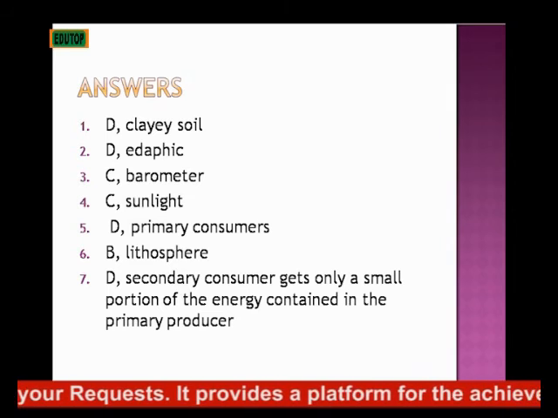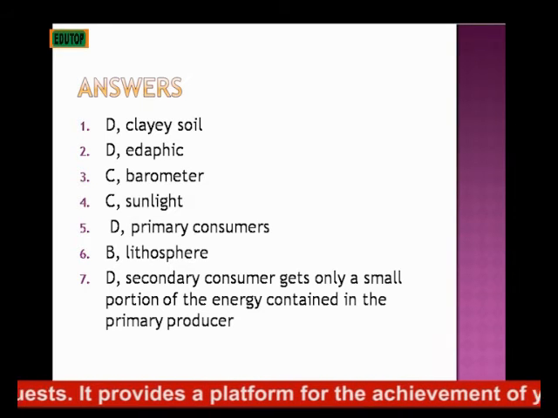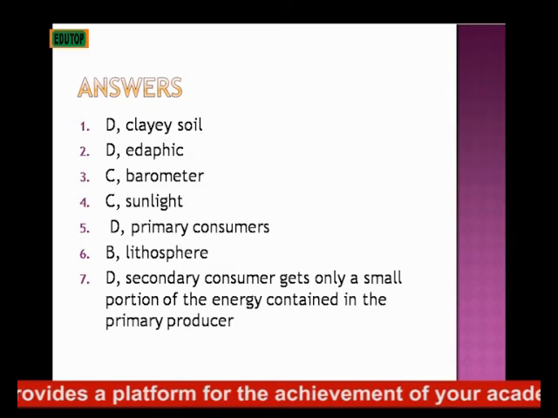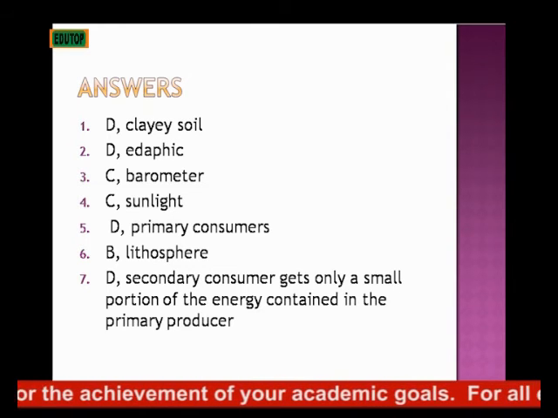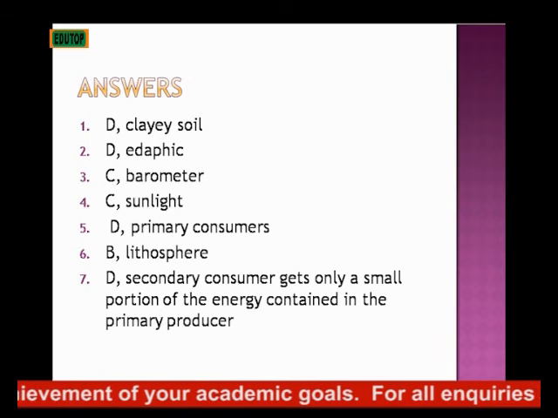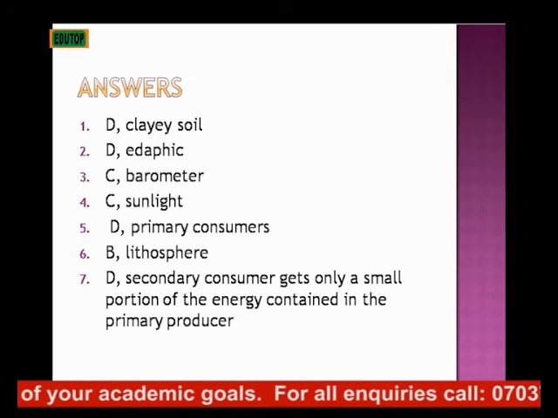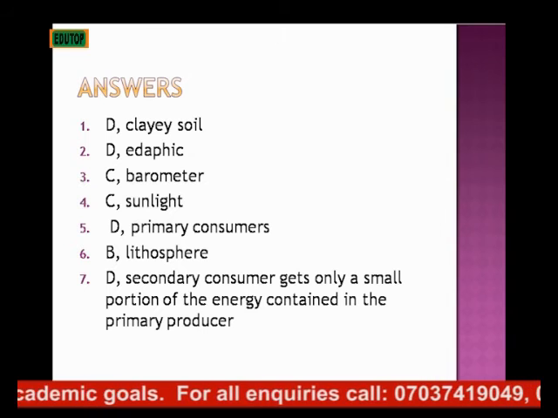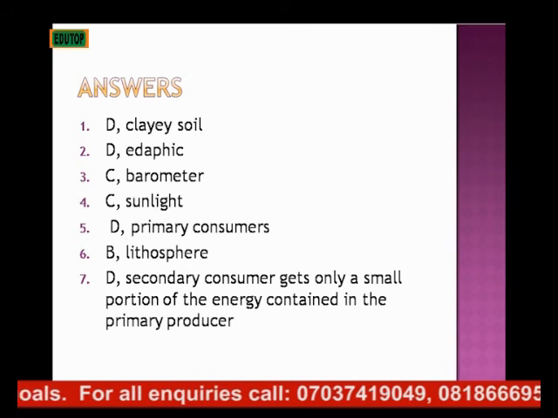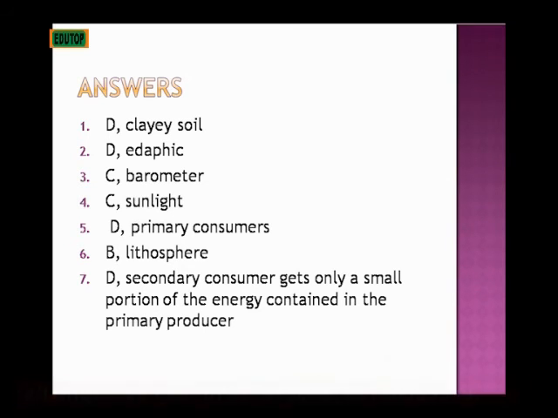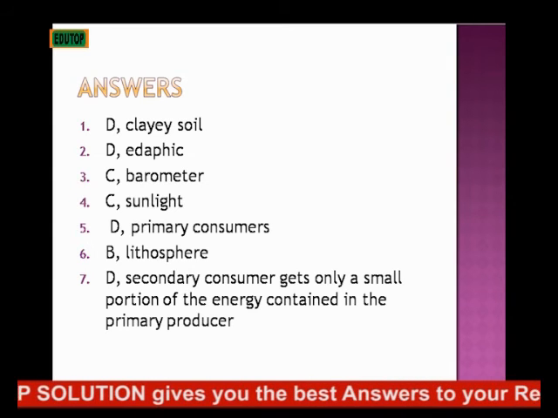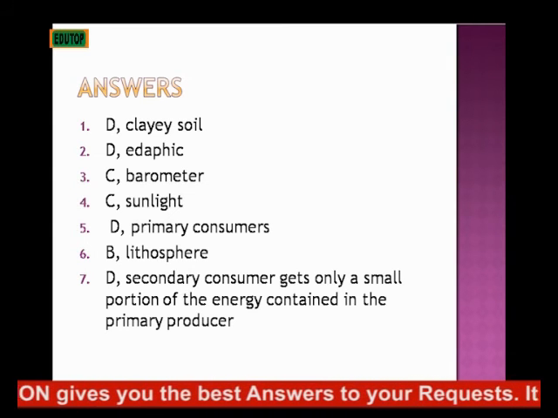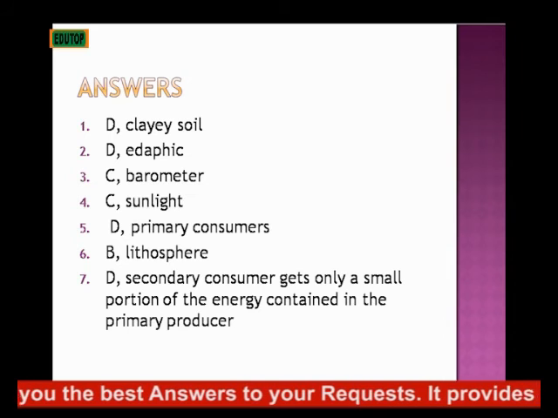Then to question 5. Which group of organisms feeds directly on green plants? They are the primary consumers. They are next in the chain after the green plants, which are the primary producers. Then number 6, the solid part of the ecosystem is called the lithosphere, option B.